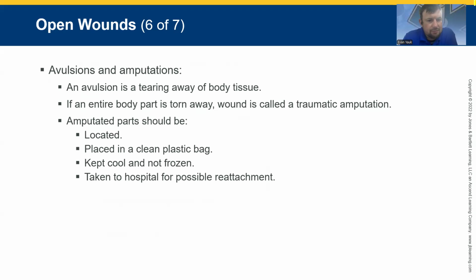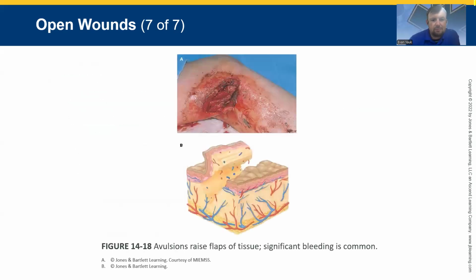Amputation: parts should be located, placed in a clean plastic bag, kept cool, not frozen, and taken to a hospital for possible reattachment. That's a pretty good one. That's an avulsion. So if you look at B there, you see how it just flopped over. That's that avulsion.